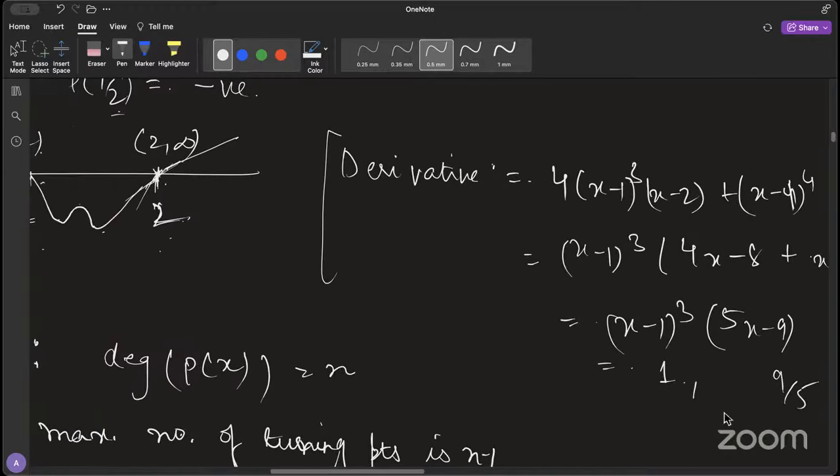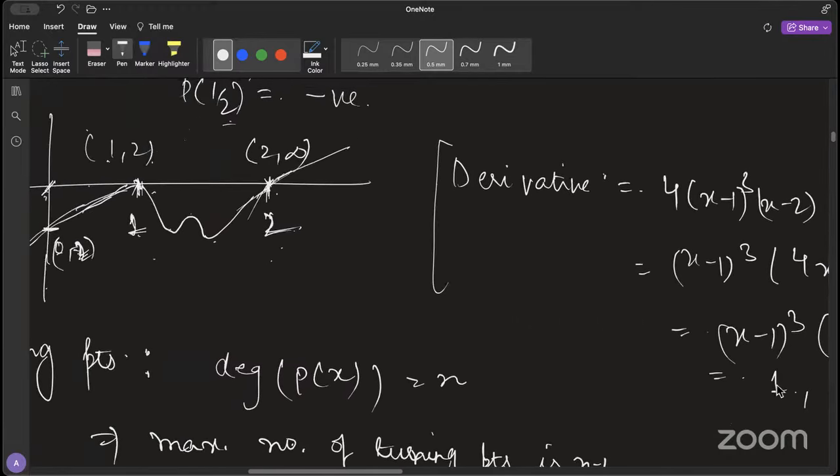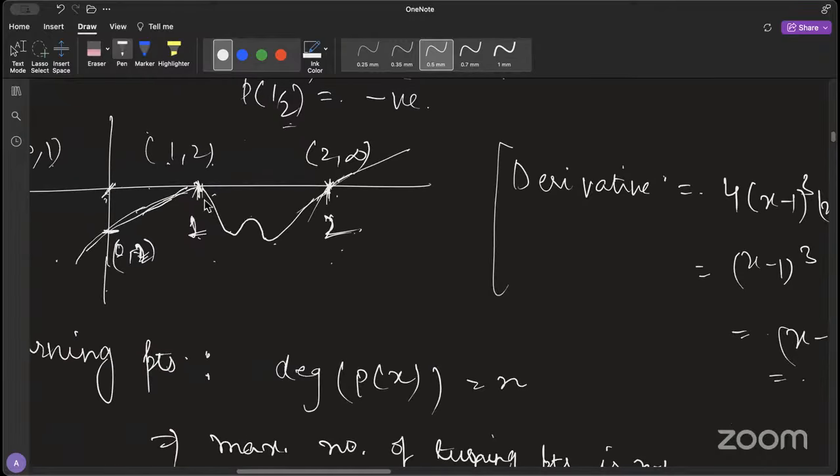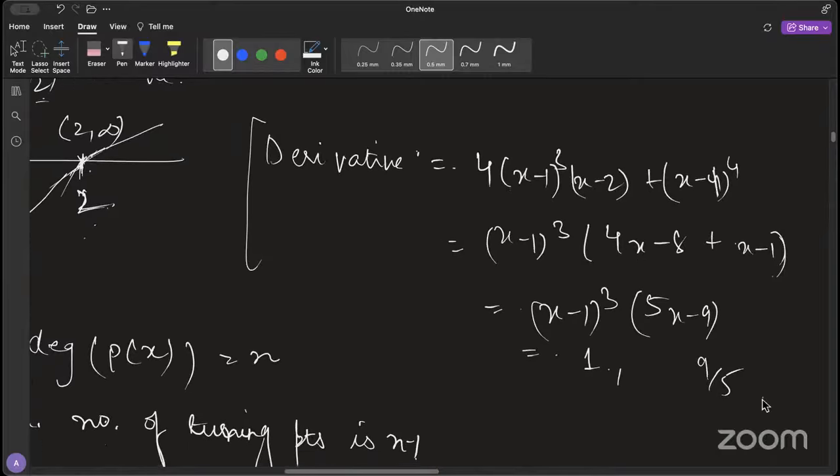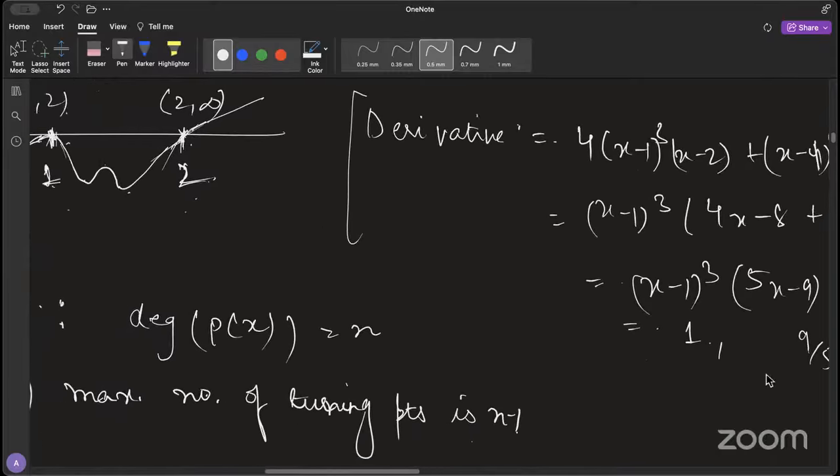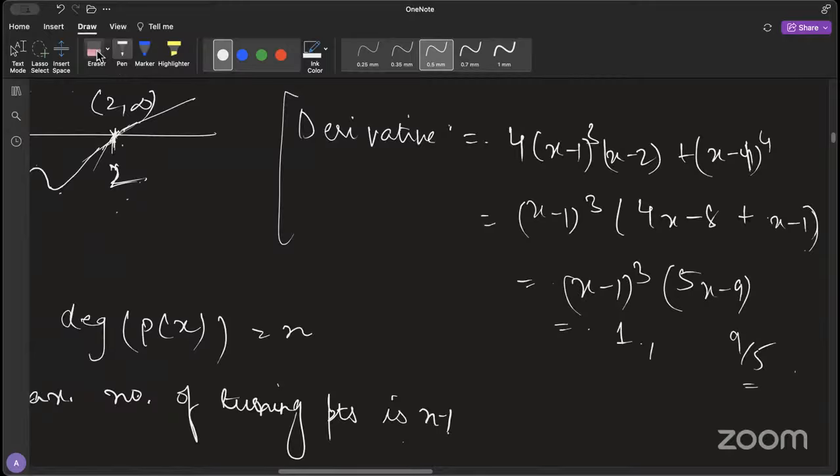It doesn't solve anything because of the derivative that you're getting. One point where the derivative is 0 is at 1. Yeah, this we are sure of. And then the other that you're getting 0 is only at 9 by 5. So you only get 2 points, right?